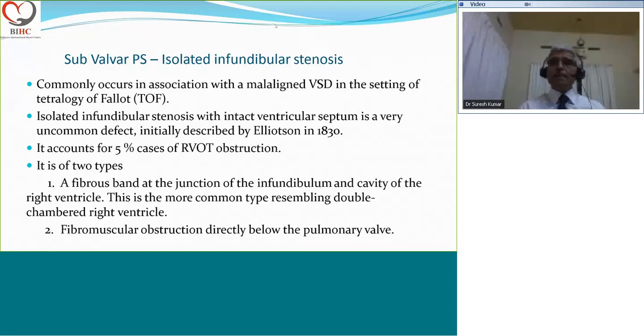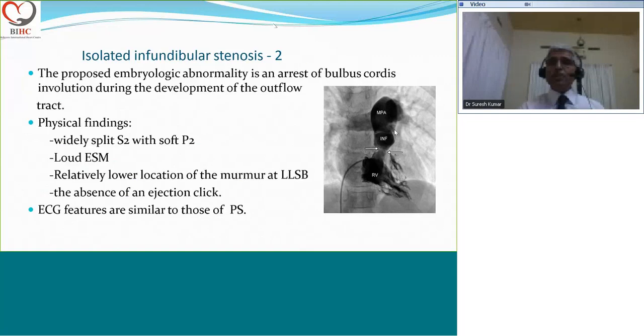This is an angiogram of an isolated infundibular stenosis. Look at the infundibulum here with the holdup of dye, and this is where the arrows point. You find the fibrous band marking the os infundibulum, and that is a feature of isolated subvalvular stenosis. Distinguishing this from DCRV becomes difficult. I'll come to that shortly.